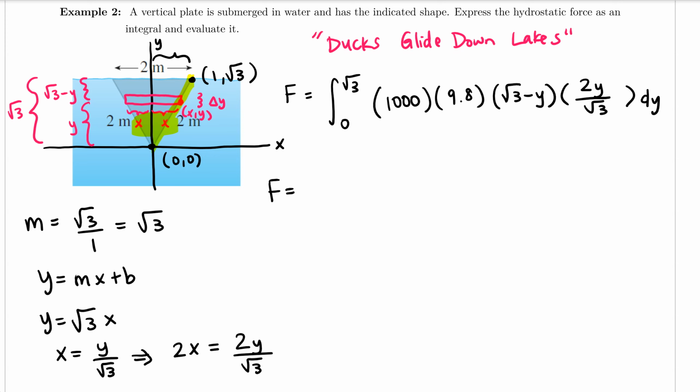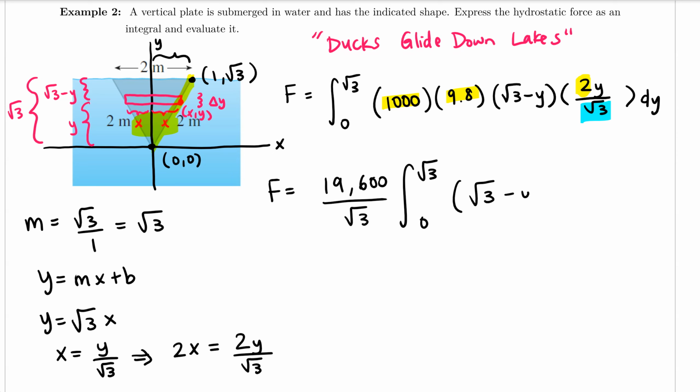So let's continue. The force is equal to, I'm going to go ahead and multiply my constants together. So I have 1,000 times 9.8 times 2. And I'm going to pull that outside of my integral. That ends up being 19,600. And then I'm also going to factor out the square root of 3 that's in my denominator right now. And then we have the integral from 0 to the square root of 3 times the square root of 3 minus y dy.